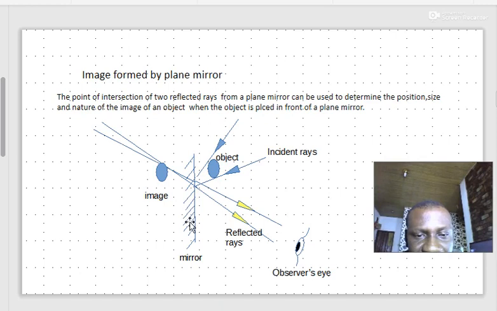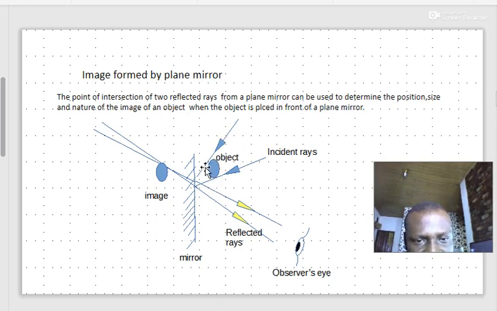The coated part, as you can see here, is represented by these lines at the back of the straight vertical line. This vertical line is the mirror. All right. In front of this mirror is an object. To locate or to determine the image formed by this mirror as a result of this object placed in front, we need two rays that will touch the object and strike the mirror at 2 points.